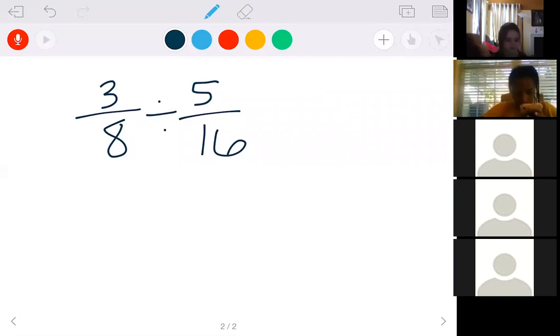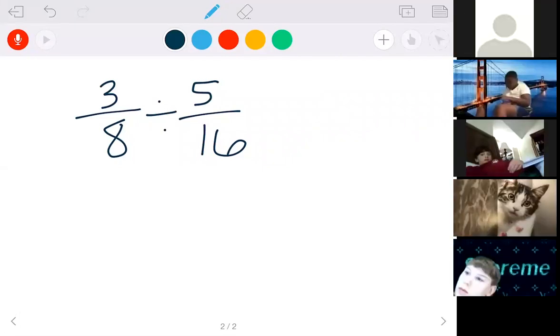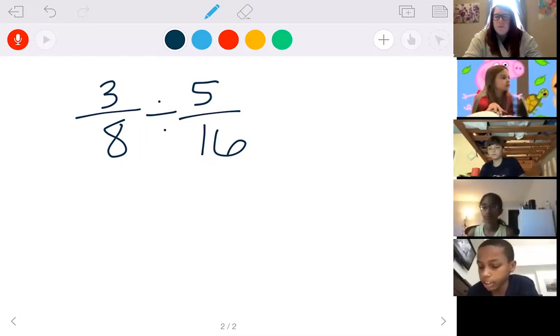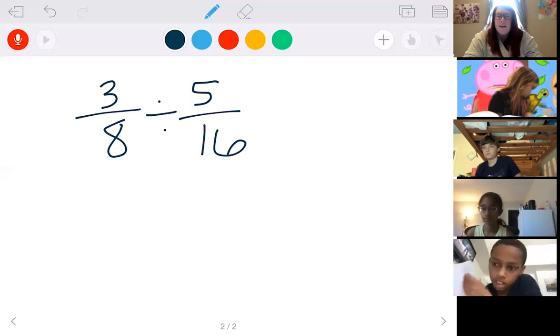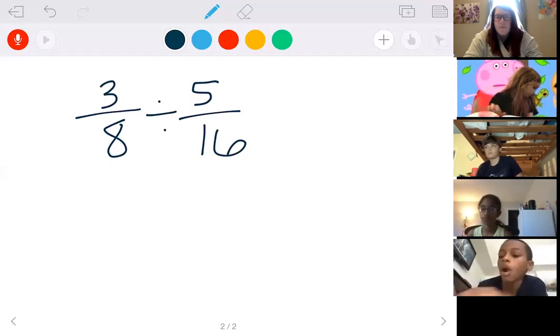Tristan, you have a question? So it's pretty much if you can't cross reduce, then you just leave it how it is at the end. Yeah, if you can't cross reduce anymore, then at the end, that's as much as you can do. Oh, okay.